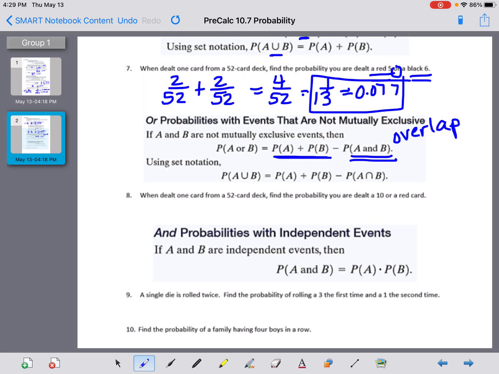But this first example: when you're dealt 1 card from a 52-card deck, find the probability you are dealt a 10 or a red card. Well, when you're doing a 10 or a red card, some of my red cards are 10s, or some of my 10s are red cards, so there's that overlap. But we're going to just start.